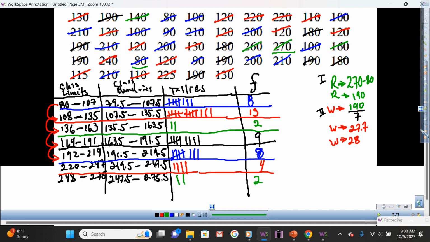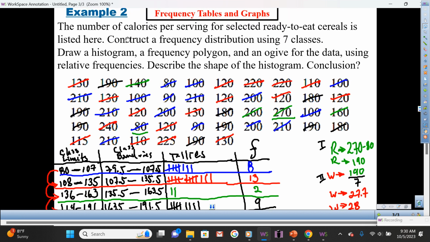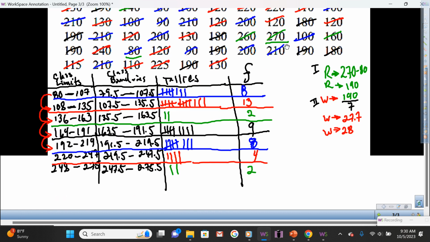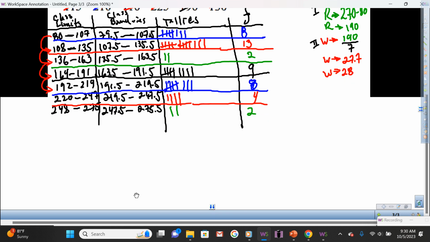Well, it says to do what? Let's see. These are calories per serving, and then we constructed the frequency. But then it says draw a histogram, a frequency polygon, and an ogive for the data. Let's go. Love this part. All right, so let me move this up. And let's construct the histogram over here. Let's do this together. Get your quadrant.